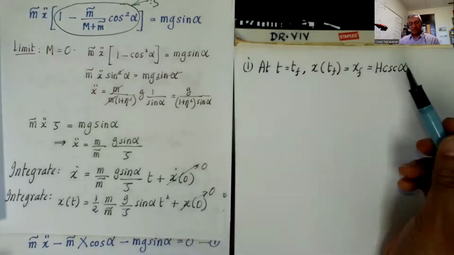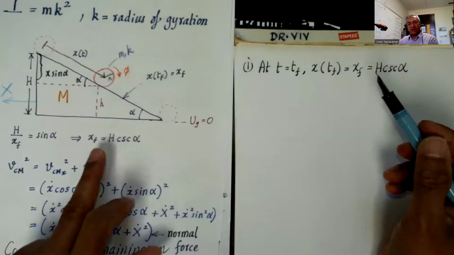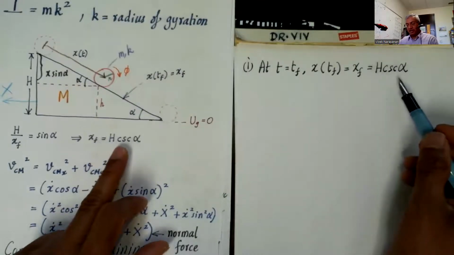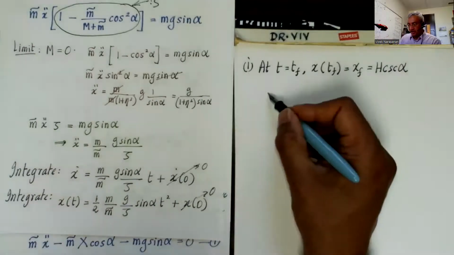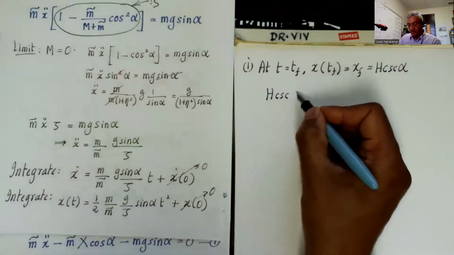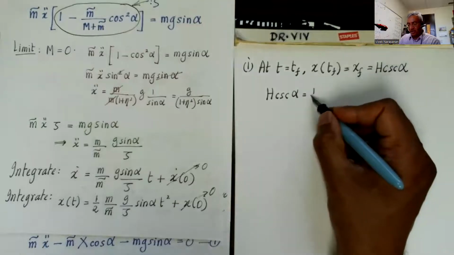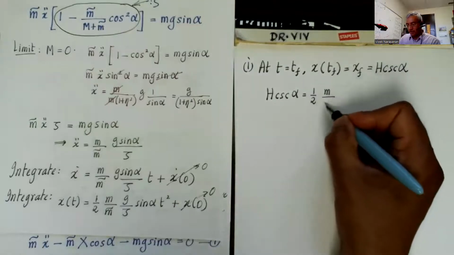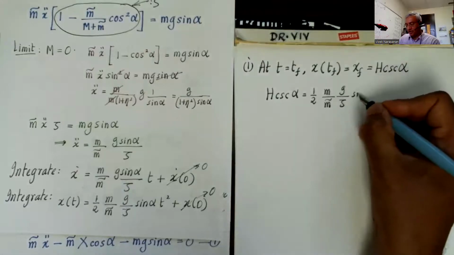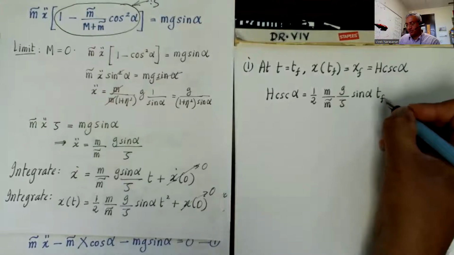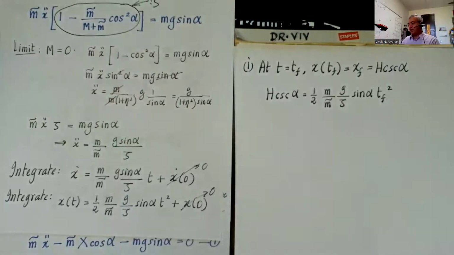So now all we have to do is use the fact that x sub f is that into this equation here. So I'm going to get h cosecant alpha is equal to 1/2 m over m tilde g over zeta sine alpha times tf squared. Now I have my tf. I can solve for it by taking the square root after moving everything to one side. Let me do that.